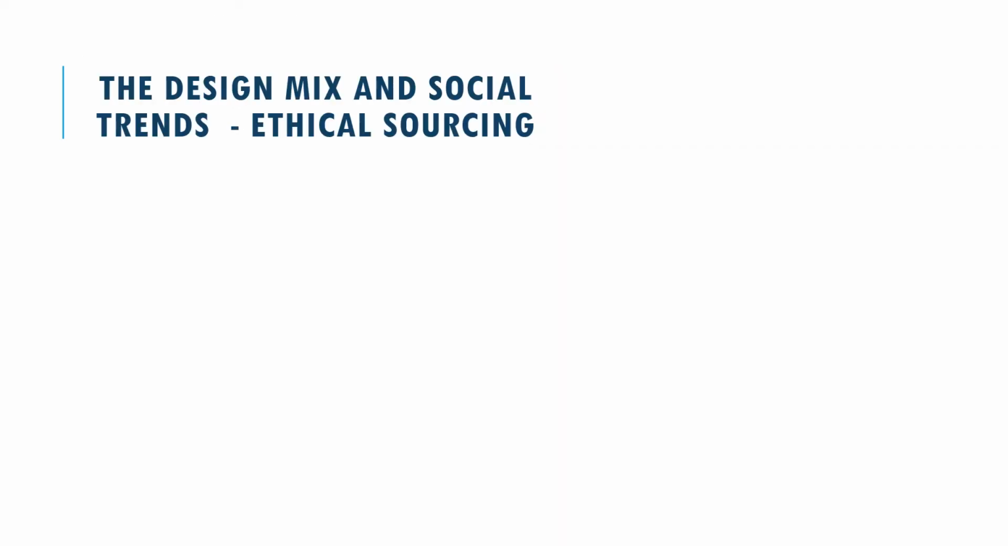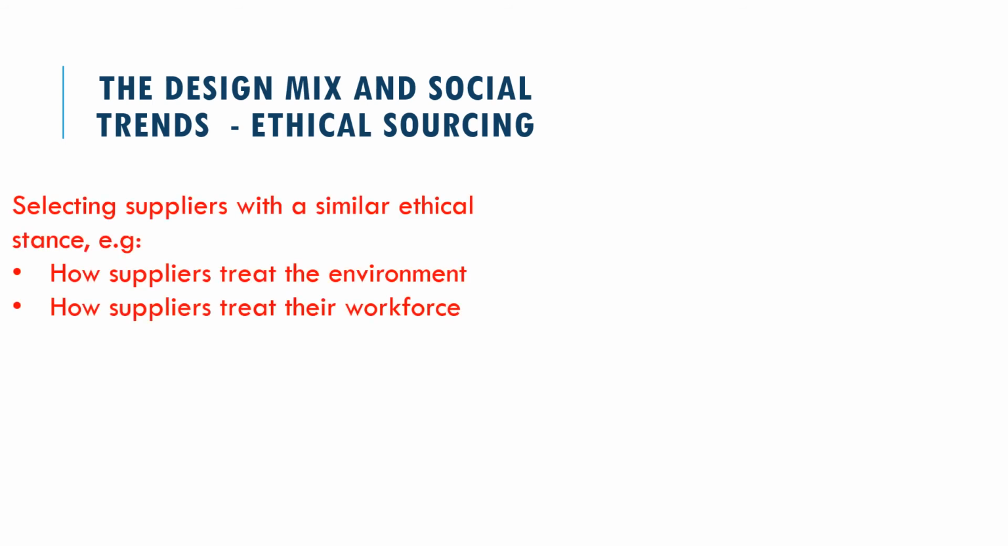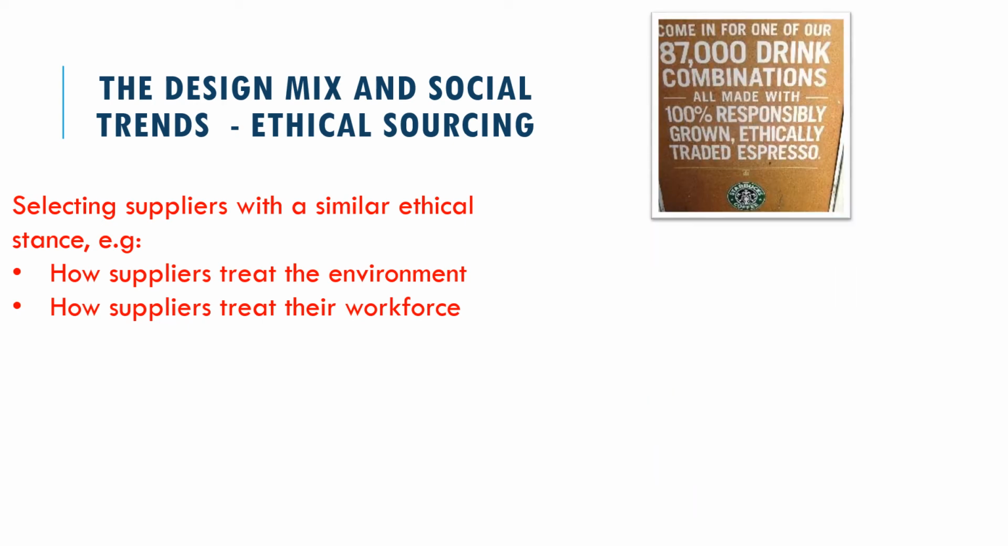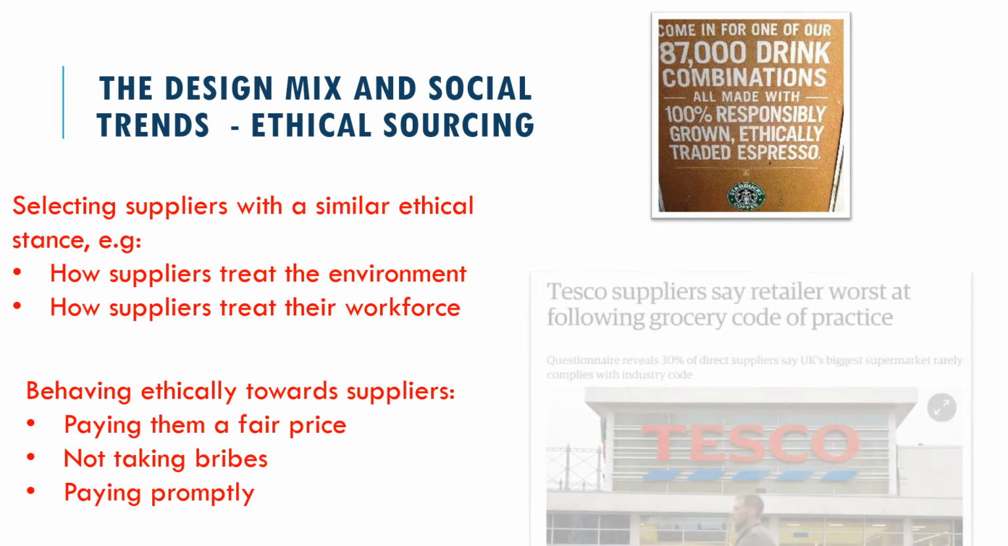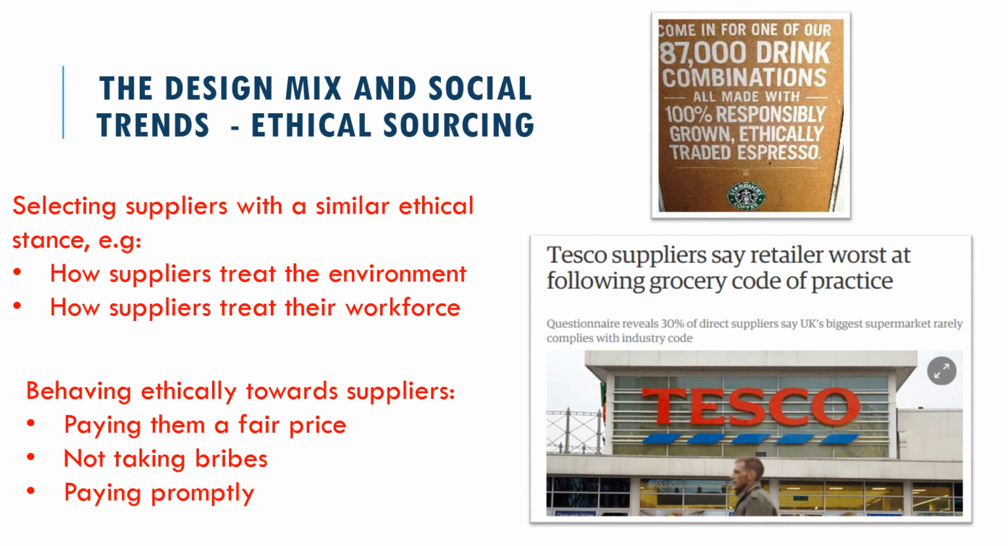Another trend in society that's had an impact on product design is ethical sourcing. So now businesses may increasingly select suppliers with a similar ethical stance. So for example, a coffee company that chooses responsibly grown coffee bean farmers. Also, they will maybe need to behave more ethically towards their suppliers, so paying them a fair price, not taking bribes and paying promptly. Otherwise, they may face bad press because of the nature of the product or service that they're providing.